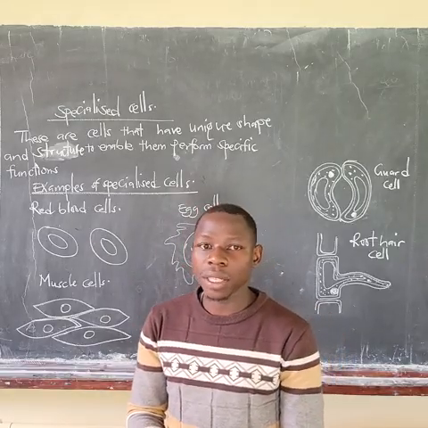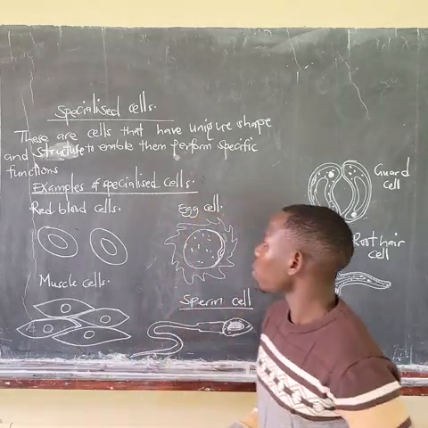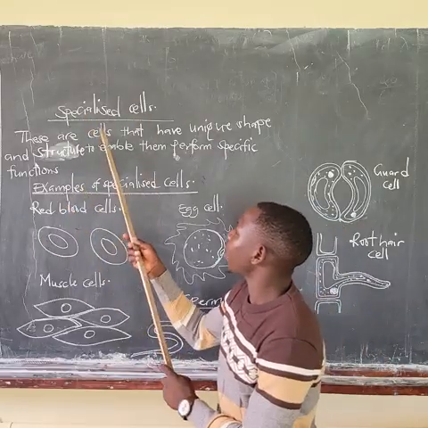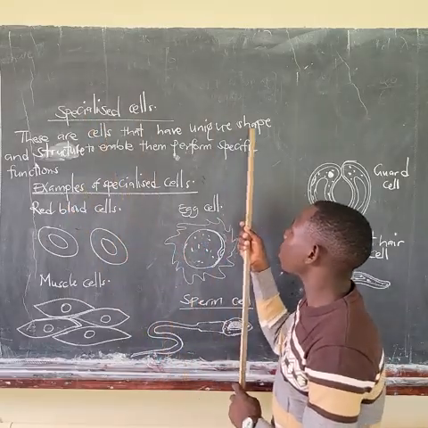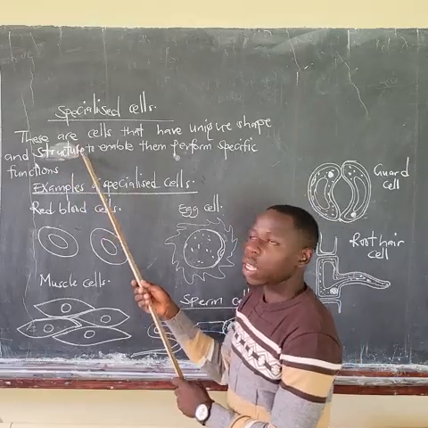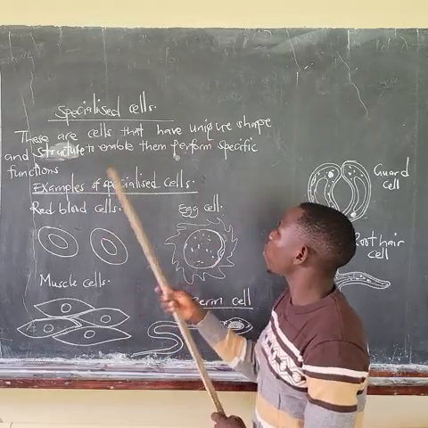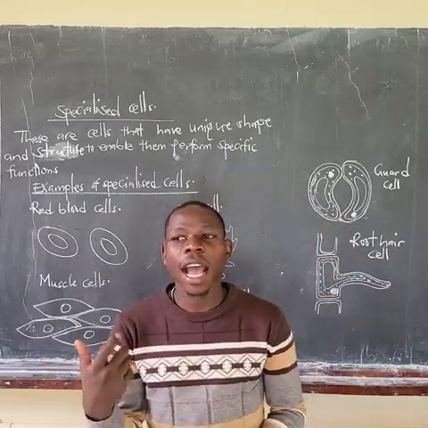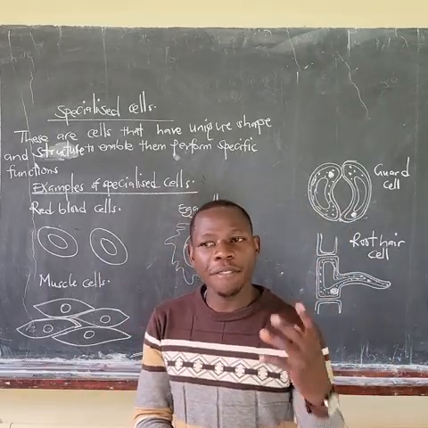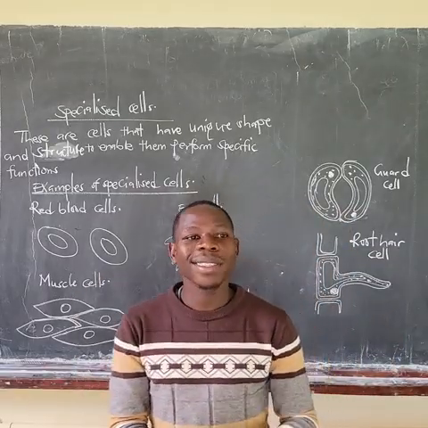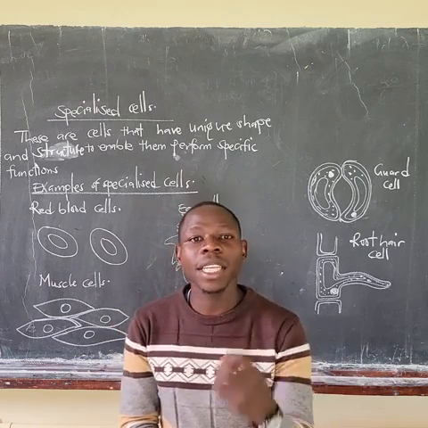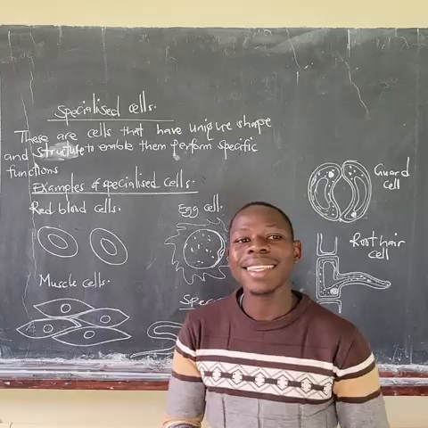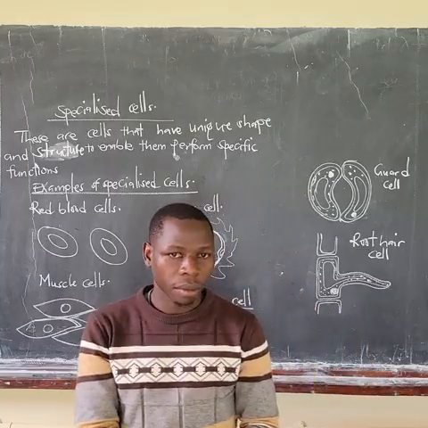And the answer is no. We are talking about specialized cells. These are cells that have unique shape and structure to enable them perform specific functions. Learners, cells undergo what we are calling modification. Cells change their structure and change their shape to enable them perform specific functions effectively.